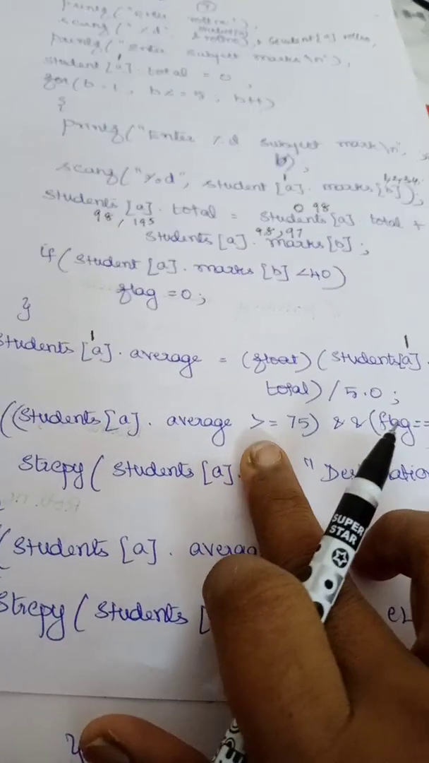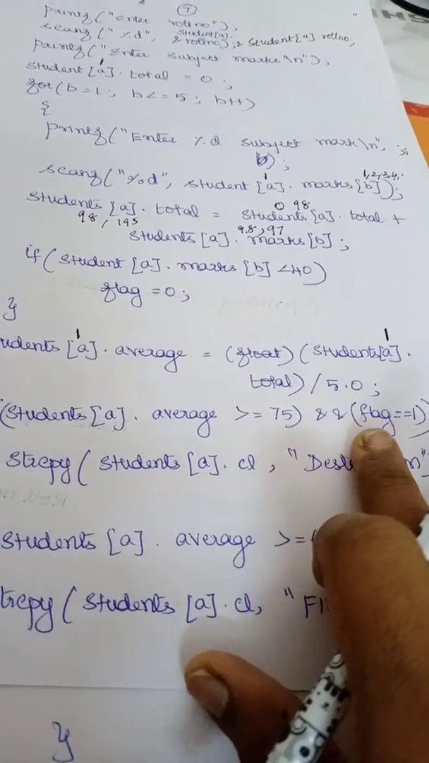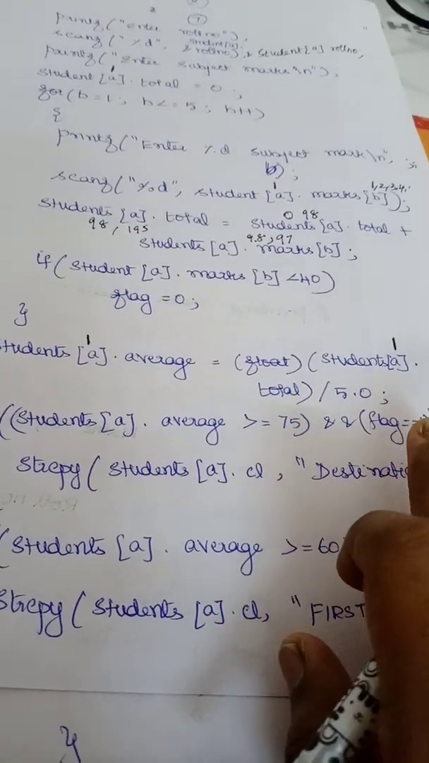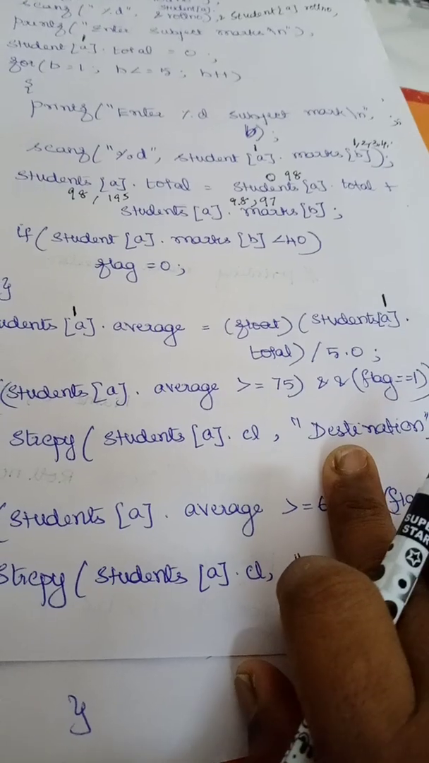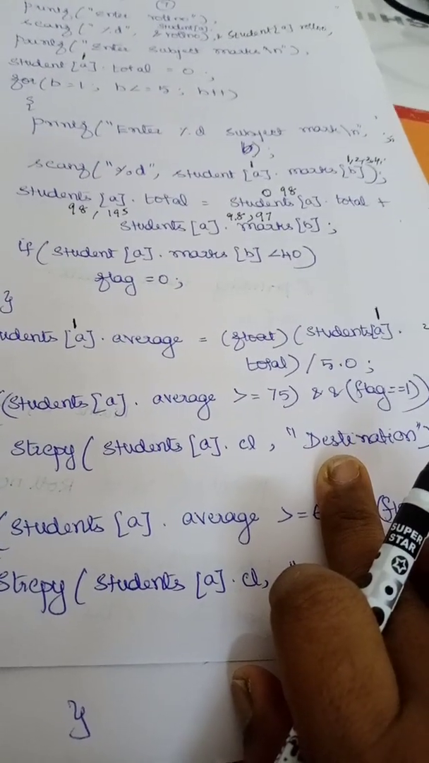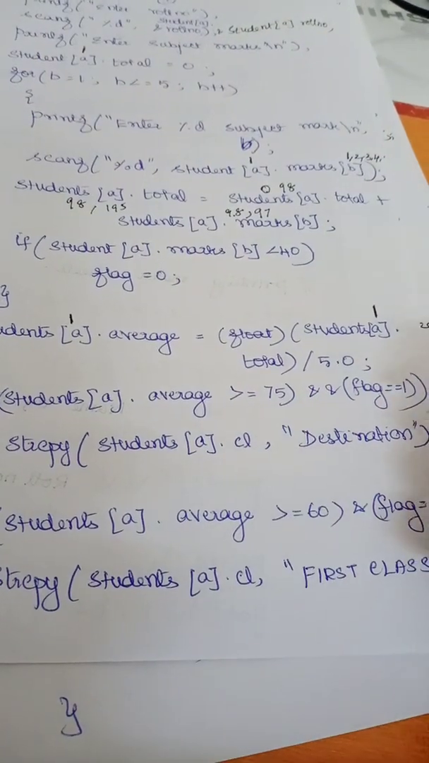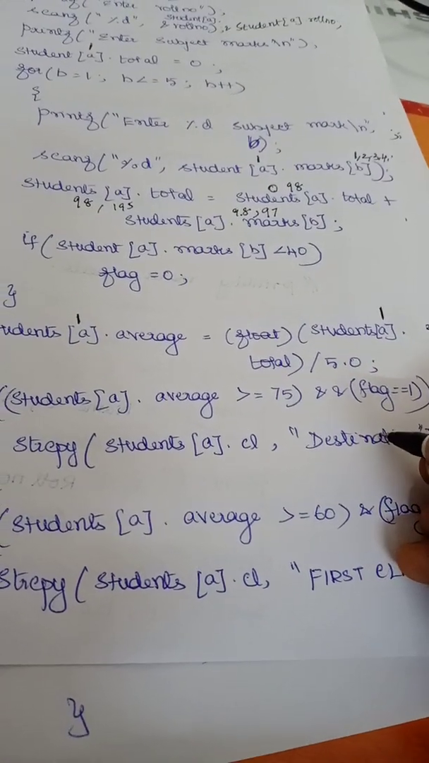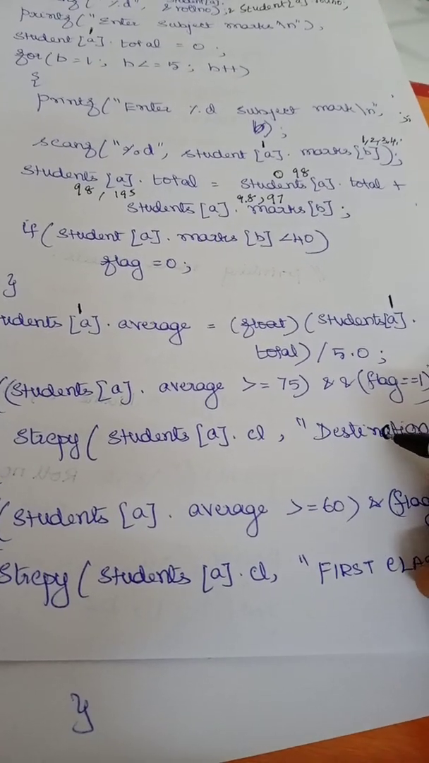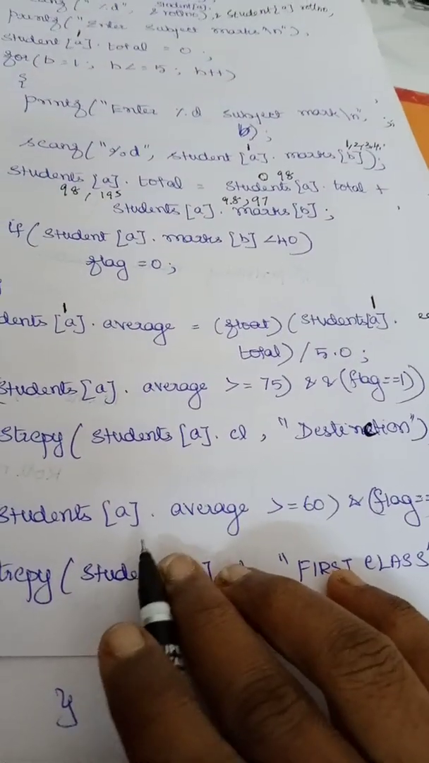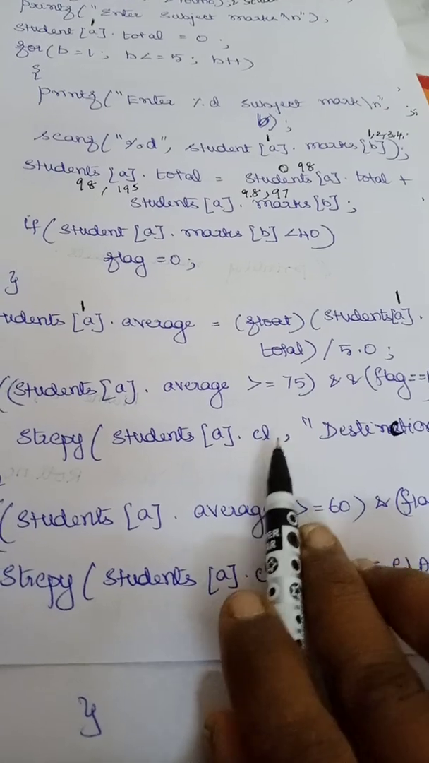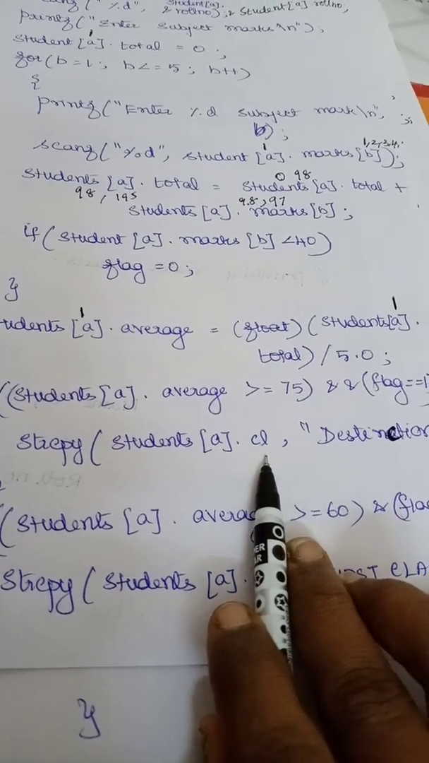If average is greater than or equal to 75 and flag equal to 1, only if you get greater than 75 and you pass in all subjects, you will get your distinction, sorry. I have written destination, so correct it here. Distinction. Okay. So this I am copying to what? CL, because class, whether first class, second class, third class or distinction.